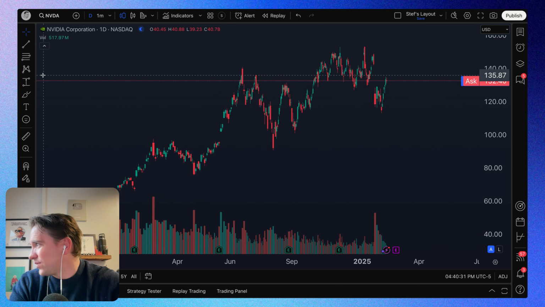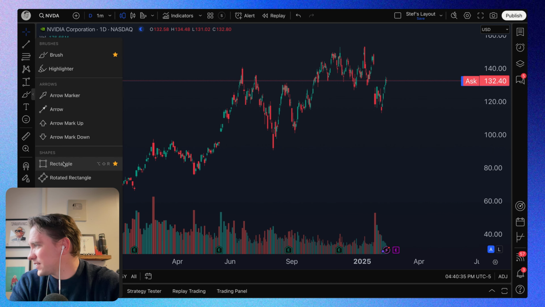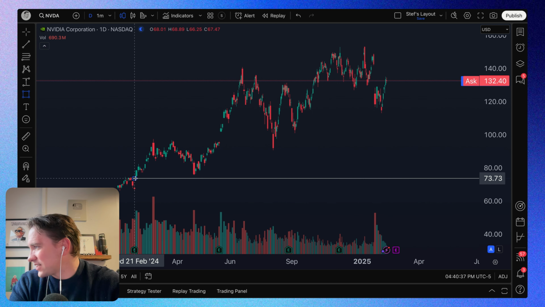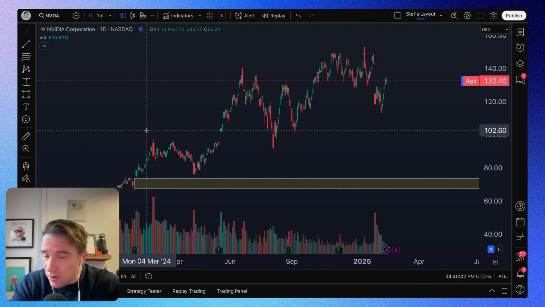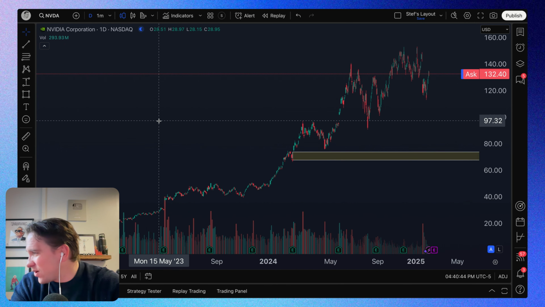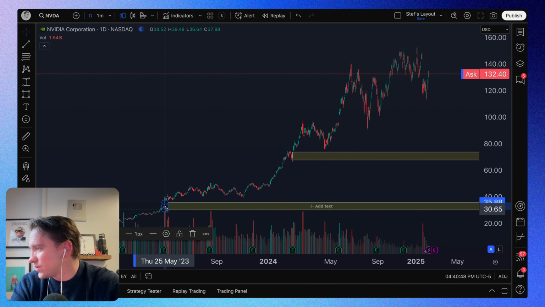NVIDIA, though, for example, what's rather interesting, if you really pay close attention here, let's see, it still hasn't actually filled this gap here from early 2024. So not all gaps do get filled. And if we go back in time, there's another one here as well from 2023. So not all gaps get filled.